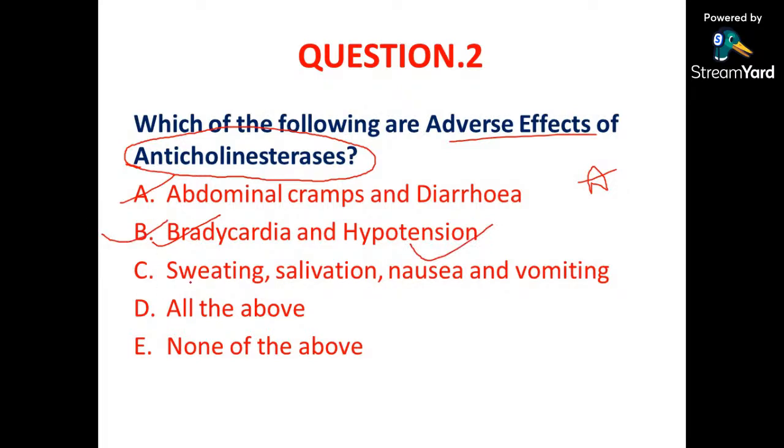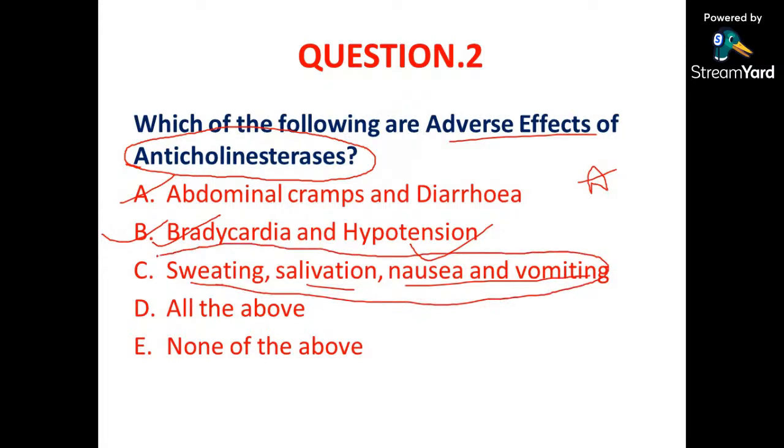And option C, it causes sweating, salivation, nausea and vomiting. Yes, it causes sweating because all these actions are mediated by exocrine glands. M3 receptors are present on all exocrine glands. So when an anticholinesterase is given, even exocrine secretions will be increased. So option C is also correct.